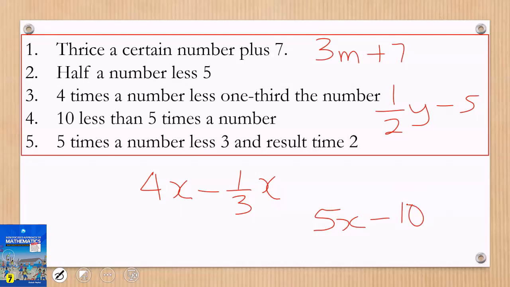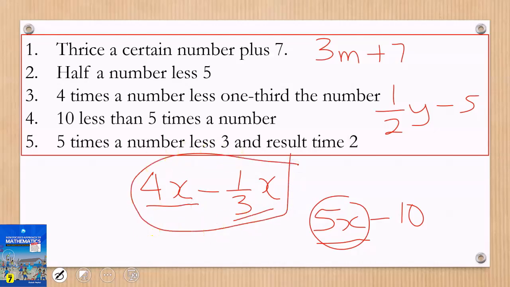Now, if you look at the third example and the fourth example, there's a slight difference. Look at the language. 4 times a number less one third the number. Here you see 10 less than 5 times a number. So the 5 times the number will come before the 10. But if we say 4 times a number less one third the number, we don't write the one third first before the 4 times. So it's just a language, you have to go and flow with the language.